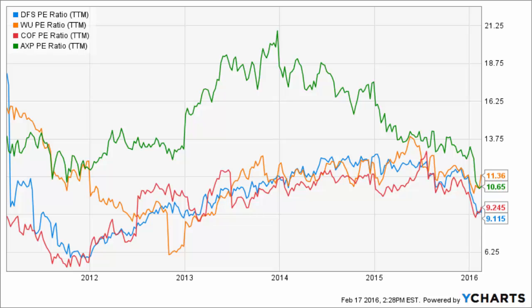American Express is at 10, and Discover is at 9. So we can say, hey, per credit servicing companies, Western Union is the most expensive. But again, we're not going to use these and compare them to tech companies and say, oh, since these are so low, these are such a better deal. That's not the case. Only use PE to compare within the same sector.